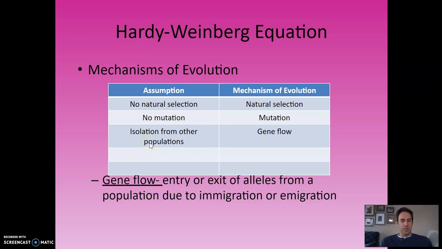So our third assumption is isolation from other populations, meaning that there's nobody coming in and nobody going out. We're just a completely isolated population. And so our mechanism of evolution is gene flow. And gene flow simply means the entry or exit of alleles due to immigration or emigration. In other words, alleles are flowing in or flowing out of that population.